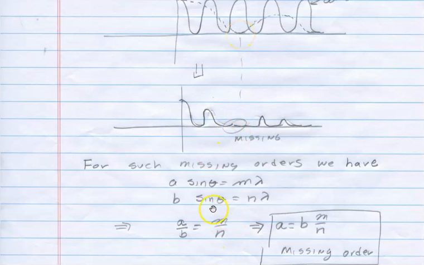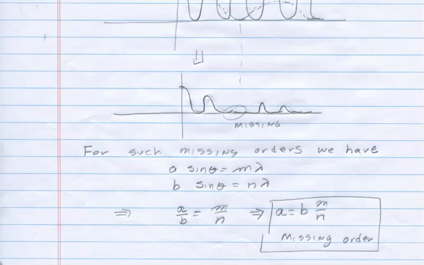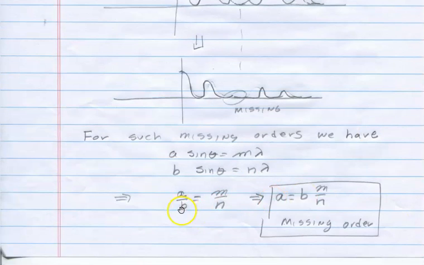In that case, these two equations hold, and we can take the ratio of these and get this a to b ratio. The sine theta will go out because I'm at the same angle here, and the same light is being used, as m over n, where these are the usual integer values that they take. And so the condition really for a missing order is that a is equal to m over n times b.